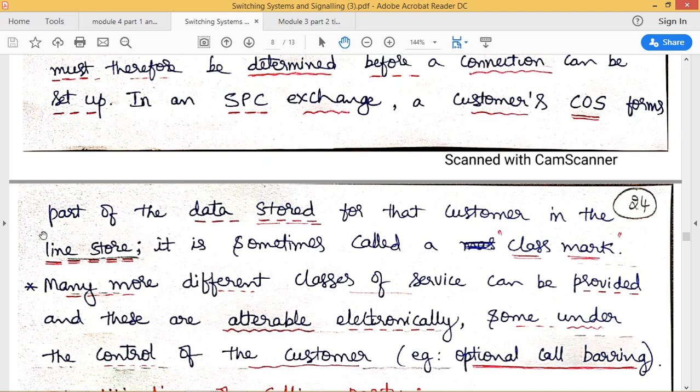Inside a line store. Generally, as we have used connection store and speech store in switching systems, or space switch and time switch, similarly an SPC exchange will have its own line store. It stores data on what the customer is associated with, and sometimes this line store is called class mark, meaning the class of service that is associated is also called class mark.